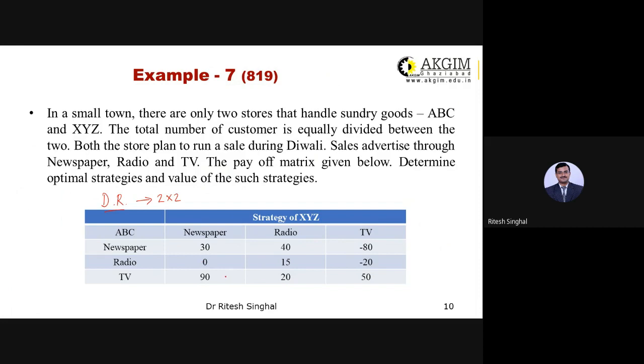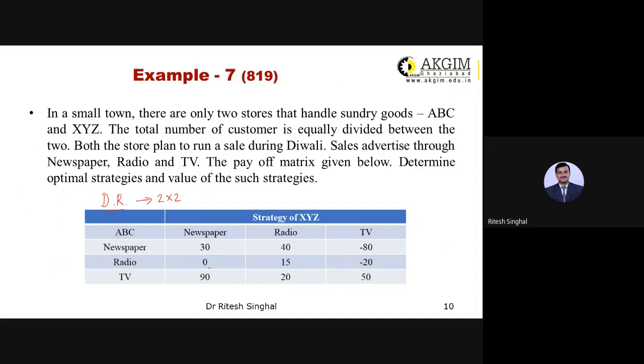So compare any two rows here. Let's take the first two rows. 30 is greater than 0, okay. 40 is greater than 15, okay. But minus 80 is less than 20. So the first two comparisons are not possible. Let's remove this and try another combination.